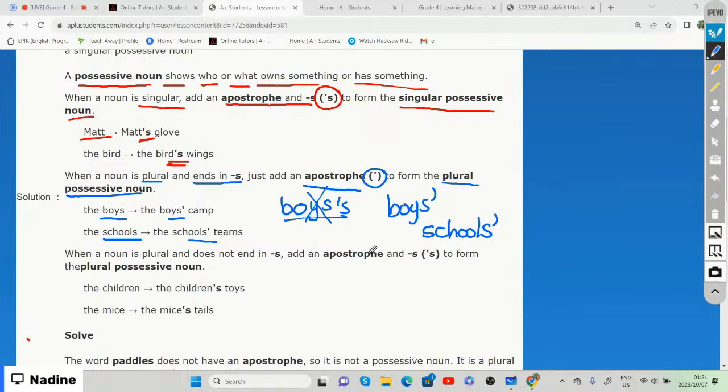If you are going to add an apostrophe and an S to this word, that would not be needed, because you just need to add an apostrophe only to show possession, to show what owns something or has something.